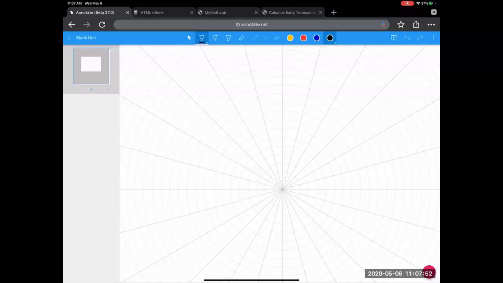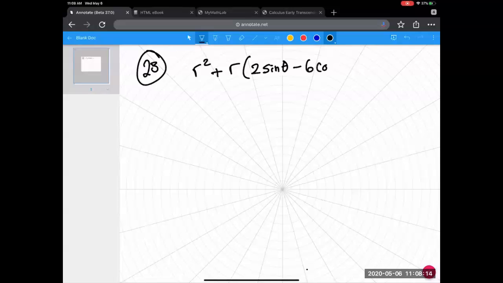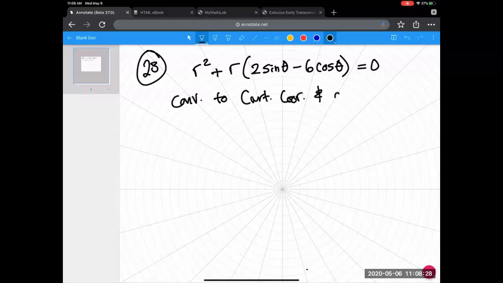All right, so I thought we would look at 23, which says, write this equation in Cartesian and identify the curve. So they give you r squared plus r times 2 sine theta minus 6 cosine theta in parentheses equals 0. And it says, basically convert to Cartesian coordinates and identify the graph.